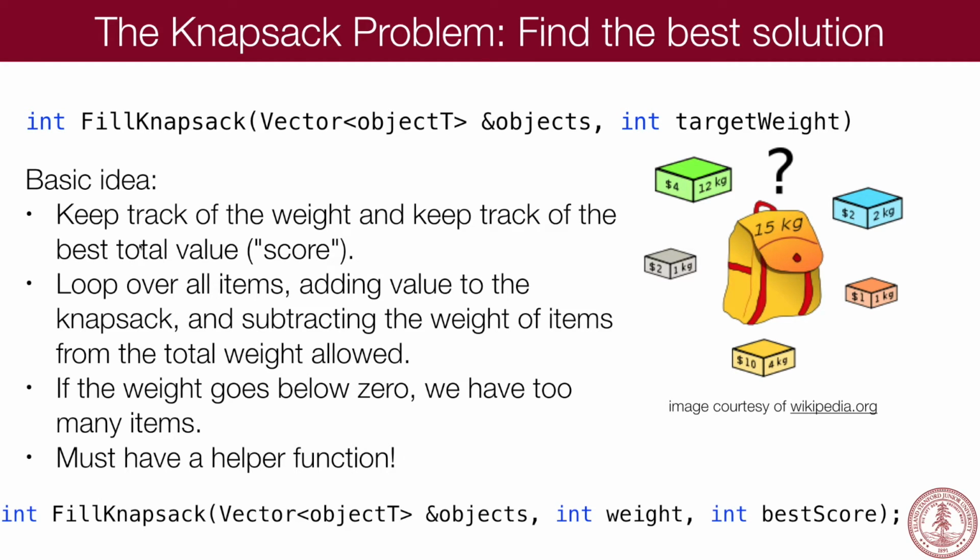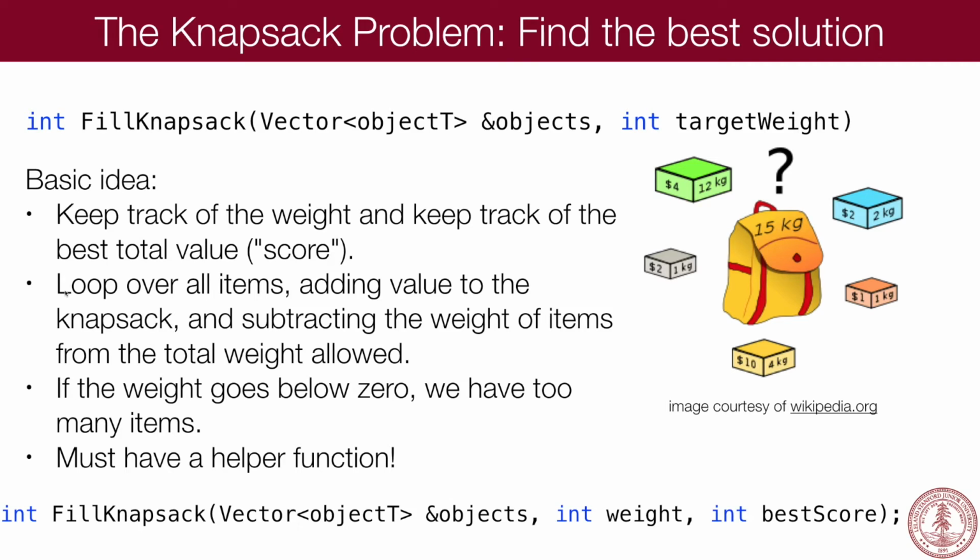So we want to keep track of the weight, obviously, and keep track of the best score. As we go through this recursive solution, we make sure we know what the weight remaining is, basically, how much weight we can still put in the backpack, and keep track of how much score we have so far. We're going to have to loop over all the items. There are ways of doing this with subsets, but a potential solution is to loop over all the items, add the value of the particular item to the knapsack, and subtract the weight because we just added it to the knapsack.